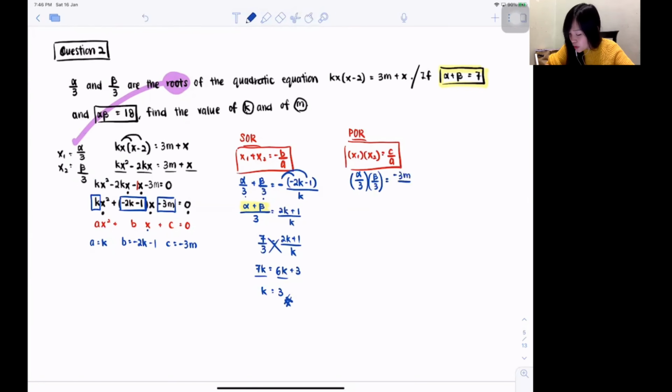Negative 3m over k. Now, this one, how to times this one, my dear? This is not a plus, it's a times. Plus, minus, you make it the same denominator. But times is only one. Times is just very easy. Fraction times fraction is always the top times the top, the bottom times the bottom. So alpha times beta, alpha beta. 3, 3, 9. Isn't this part still the same? This one even worse. Got alpha, beta, m, k, 4 unknowns.